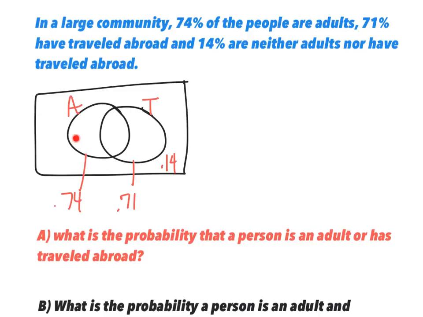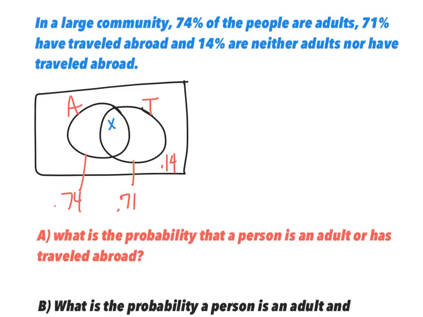So maybe you're kind of stuck where I am at the moment. I had my adult section was 0.74, my traveled abroad was 0.71, and then this section here was 0.14. So here's what I'm going to do. I'm going to label this overlapping section as X.